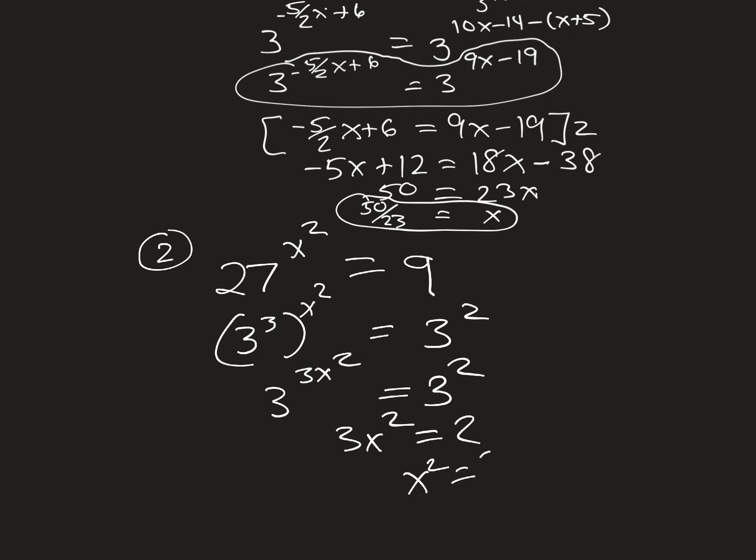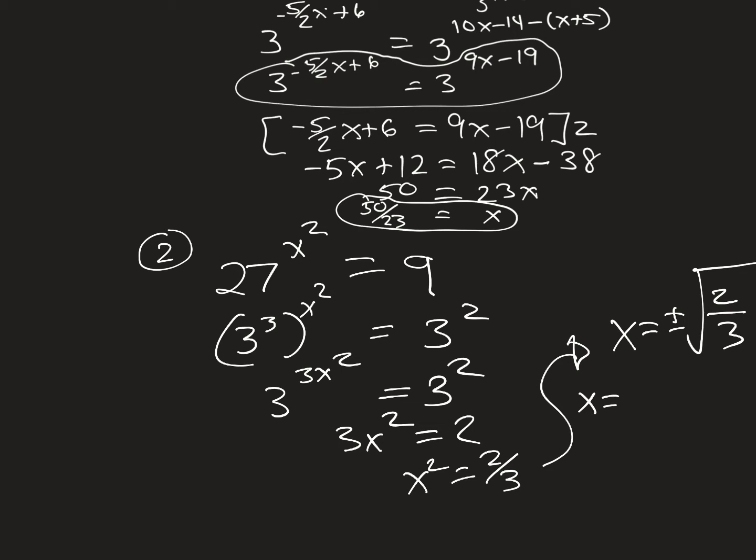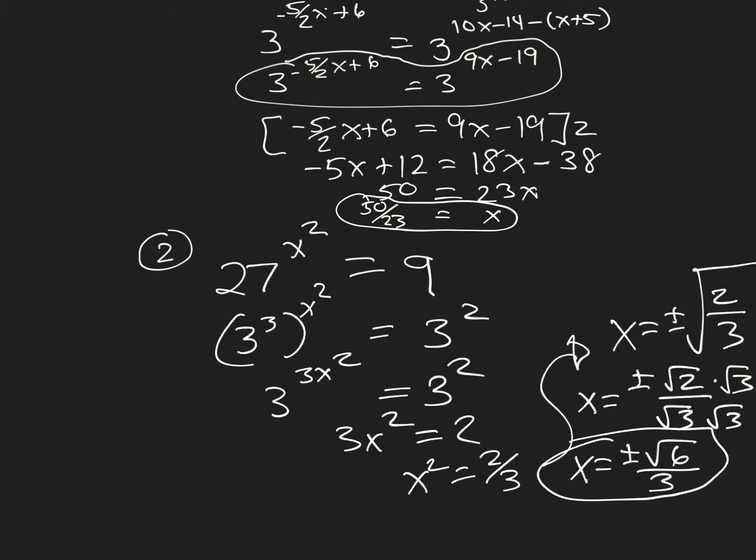X squared is 2/3. That means x is plus or minus, don't forget the plus or minus, the square root of 2/3. Or rationalizing that, plus or minus is the same as square root of 2 over square root of 3. And let's just multiply the top and bottom by square root of 3. So x is plus or minus root 6 over 3. So those are your solutions to the second one.